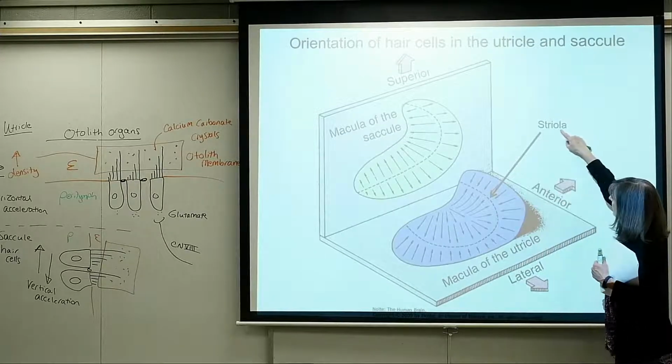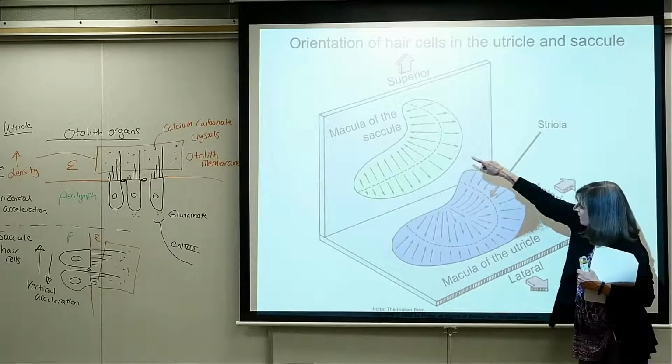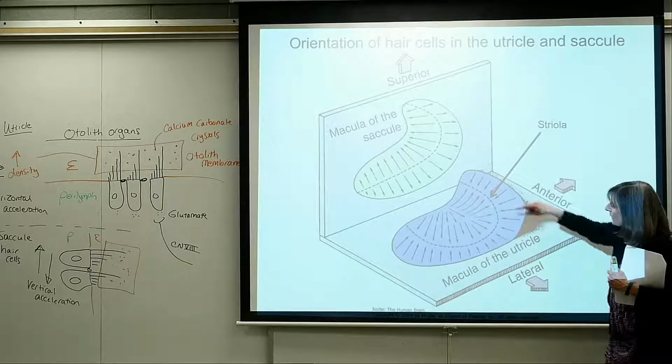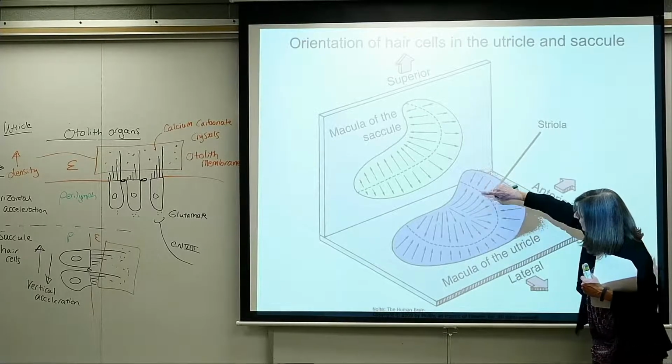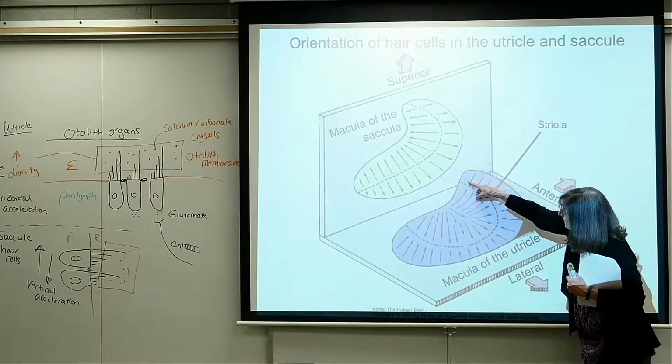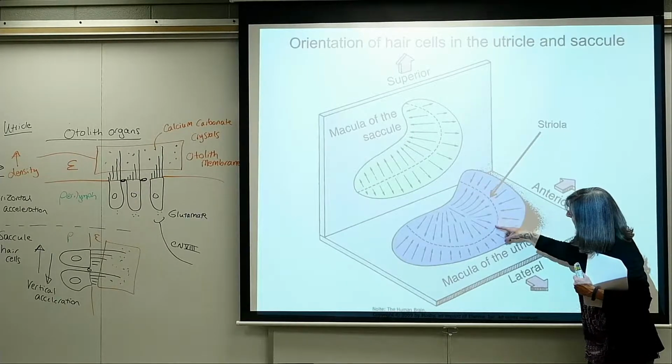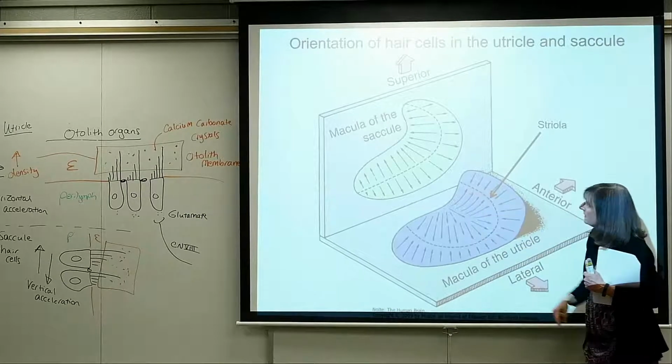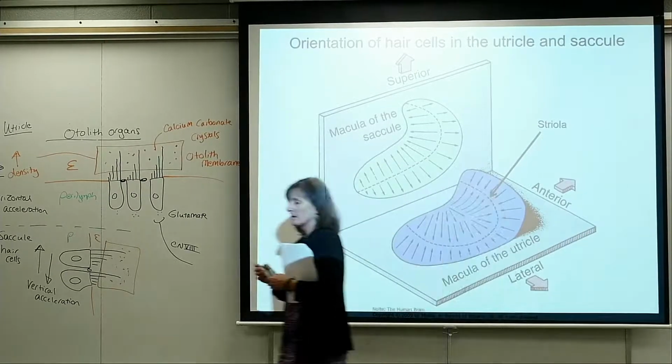It's also interesting that at the striola in both of these maculae, the sensory organs, the orientation of those hair bundles shifts. So the tallest stereocilium is here, but then if you go on the other side of the striola, it's here. So that's kind of interesting.